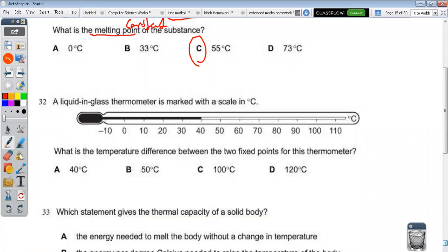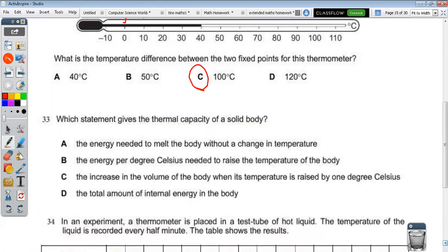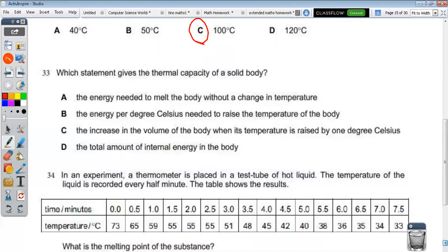A liquid in glass thermometer is marked with a scale in degrees Celsius, like that. What is the temperature difference between the two fixed points on this thermometer? So the fixed points on this thermometer are 0 degrees Celsius and 100. What is the difference? We subtract: 100 minus 0 is 100. Clear? Between the fixed points.